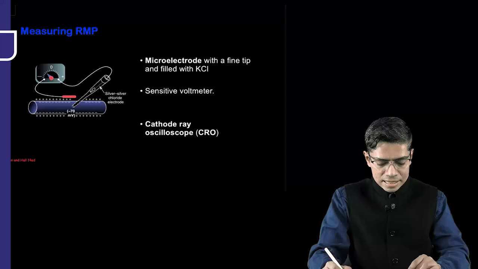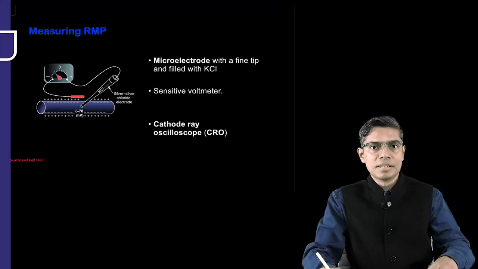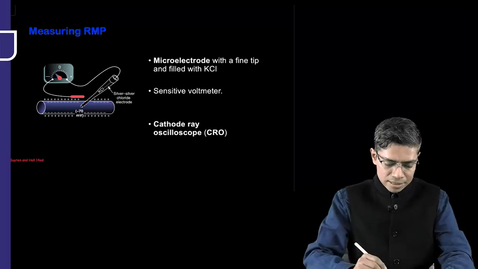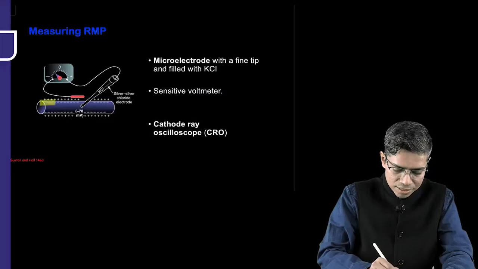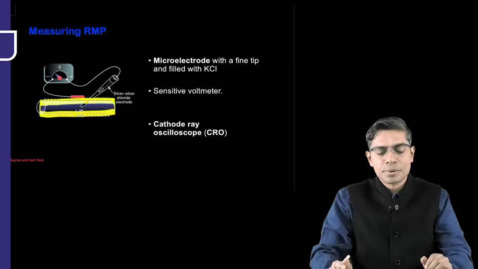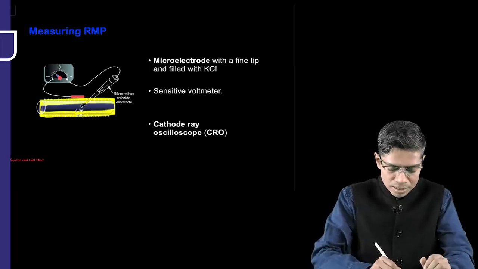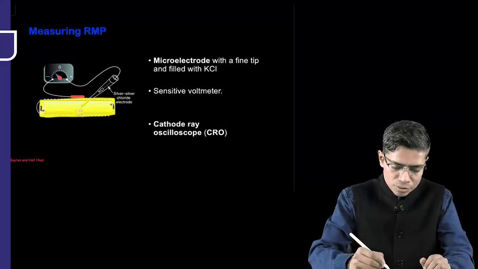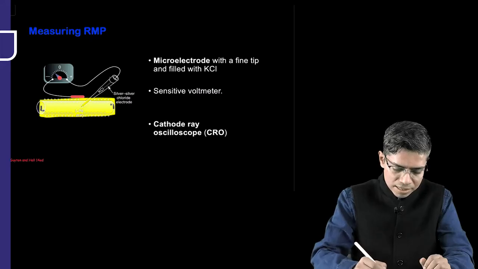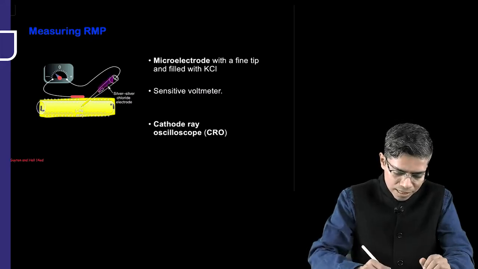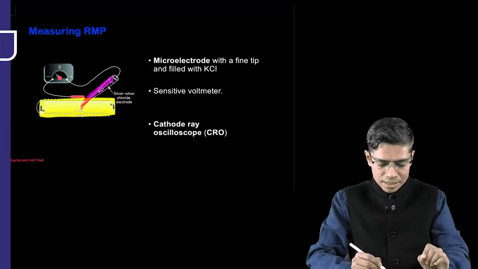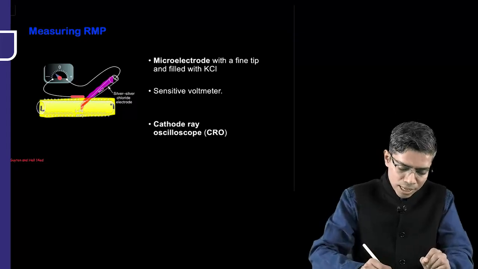Look at the setup of resting membrane measurement. According to Guyton, this diagram is given. You can see here that this is the axon, or you can imagine that this is a cell, and you want to measure the resting membrane voltage of this cell. So you are introducing one electrode inside this cell. This electrode is placed just beneath the cell membrane, in the interior of the cell.